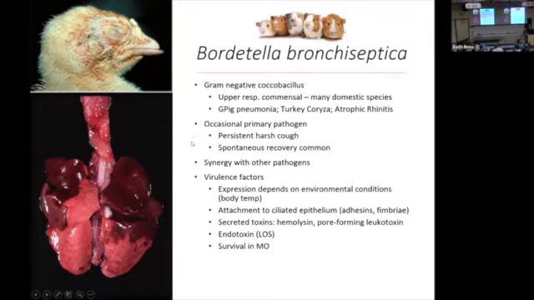However, spontaneous recovery is really common. It's not super pathogenic on its own. Its primary importance is lowering your respiratory defenses and synergizing with other pathogens to cause a multi-pathogen pneumonia.